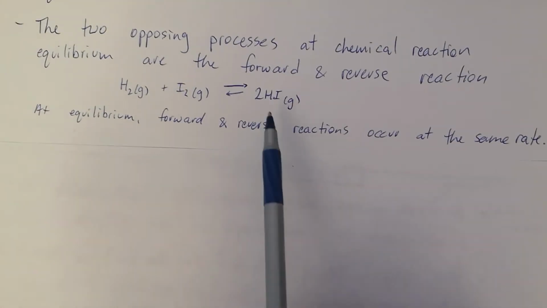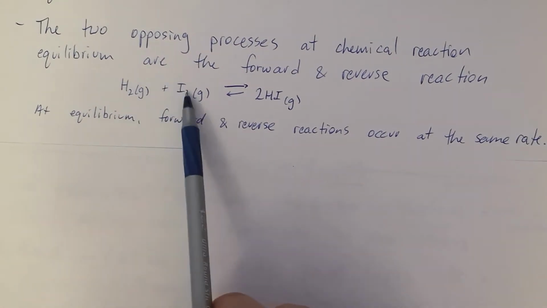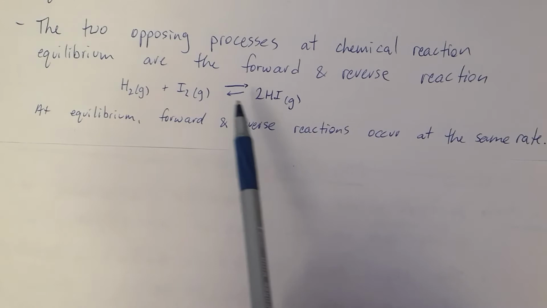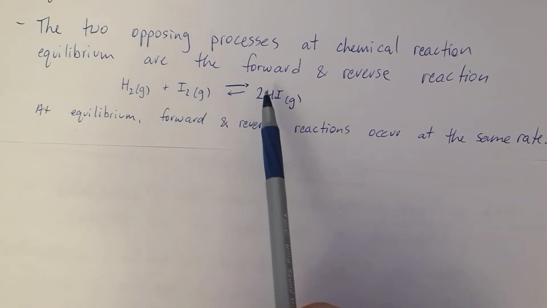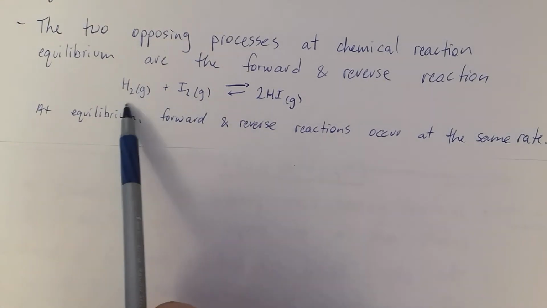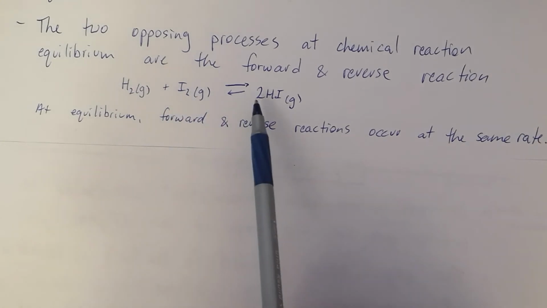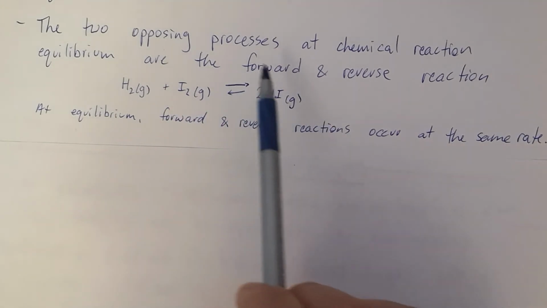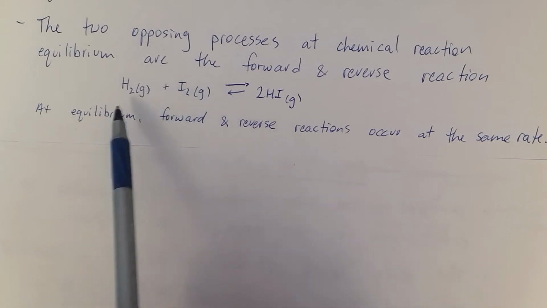So over time, the amount of all of these entities will remain constant. That doesn't mean that the same molecules remain in the same form. Some of the H2 is still going to react with I2 to form 2HI, but as that's happening, some of the HI is bumping into each other to form these guys.